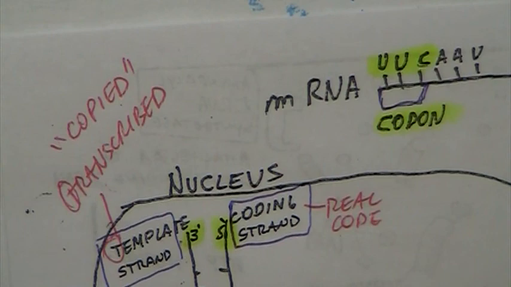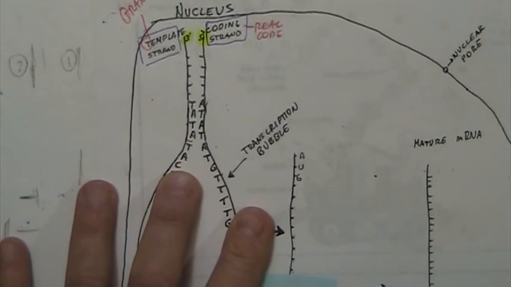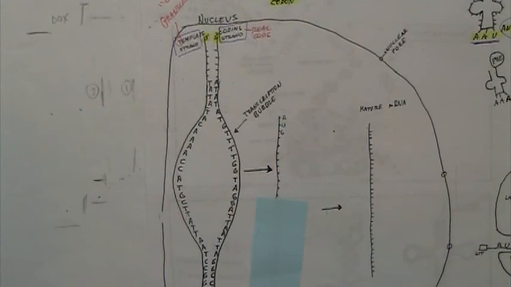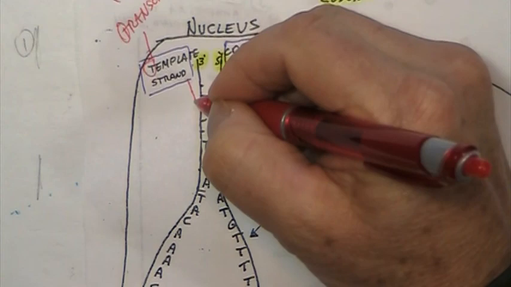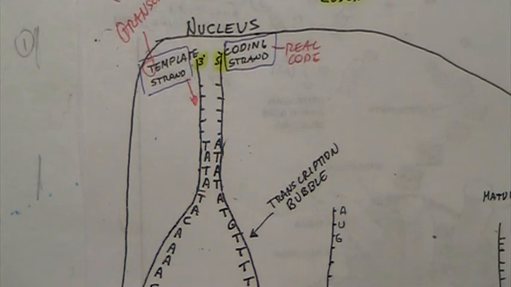What do we need to transcribe, make a messenger RNA out of a molecule of DNA? Let's start at the top. Sorry about the zooming. Since we said the template strand, this one is the one that we are gonna be transcribing. The first thing that is gonna happen, you're gonna need two things. You're gonna need an enzyme, and the enzyme right now is RNA polymerase. And that's written at the bottom of your nucleus there. RNA polymerase is the only enzyme you need for transcription.